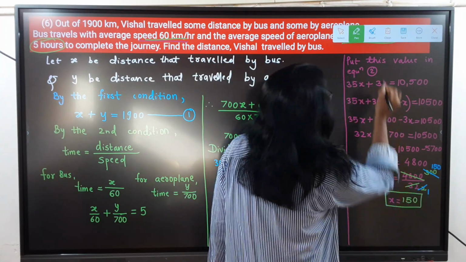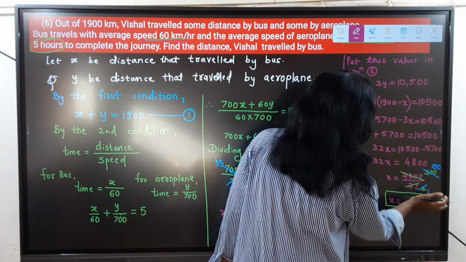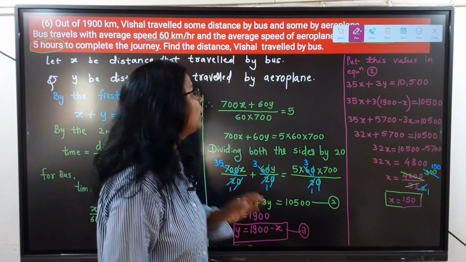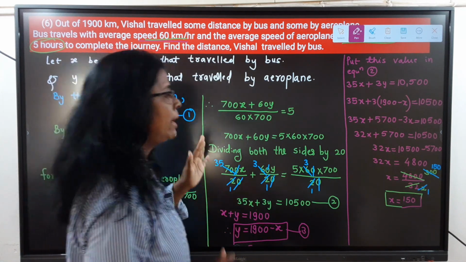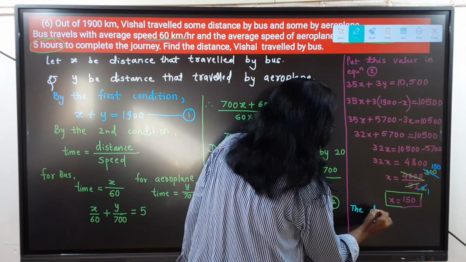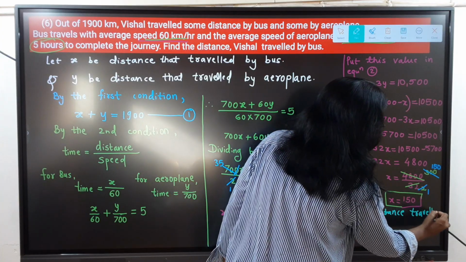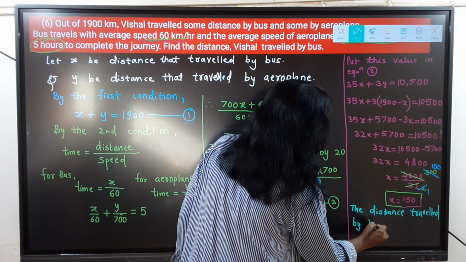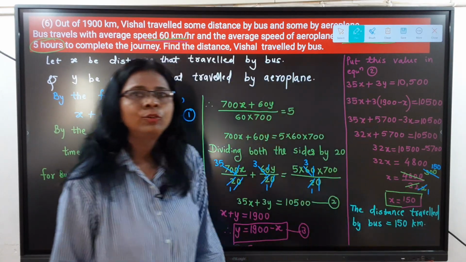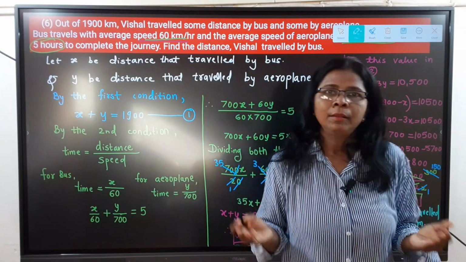This is the distance traveled by the bus, and that is our question. So there is no need to calculate the value of y, because we ask the distance traveled by the bus only. So finally I write down the distance traveled by the bus is equal to 150 kilometers. Students, in such a way we solve this equation and we completed this practice set.